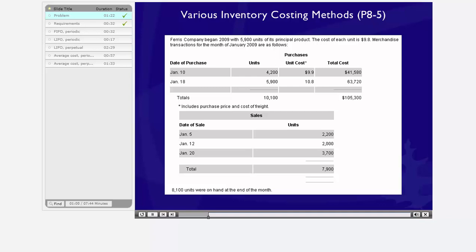And then we also had sales on January 5th, 2,200 units. On January 12th, 2,000 units were sold. And on January 20th, 3,700 units were sold. So total sales were 7,900 units. And 8,100 units were on hand at the end of the month.